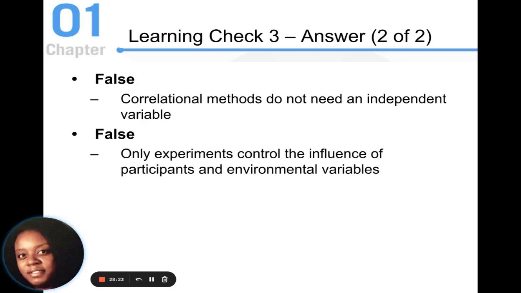For our first one, the answer is false. Correlational methods do not need an independent variable. And the second one is also false because only experiments have controls that influence participants and environmental variables.